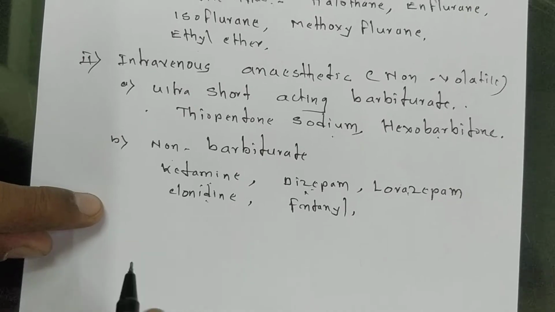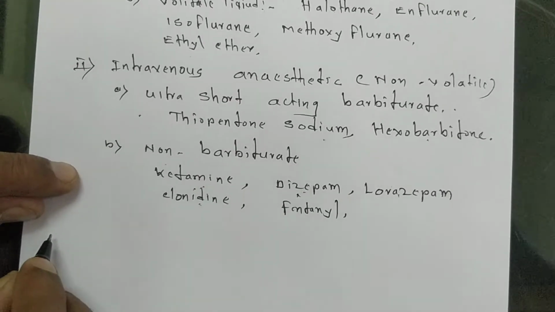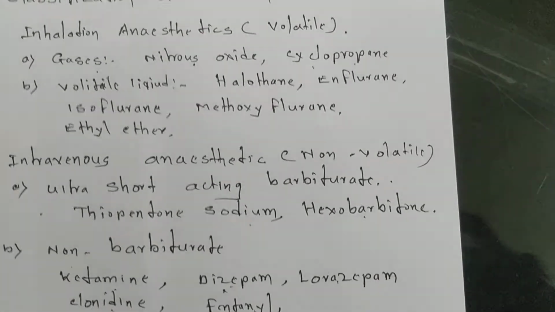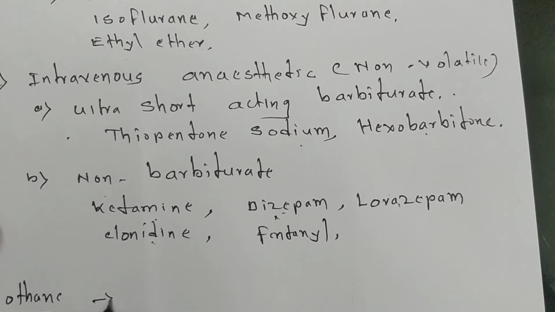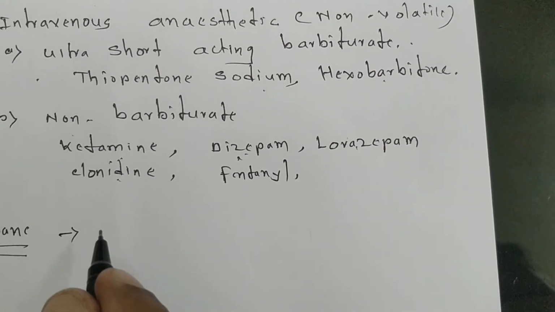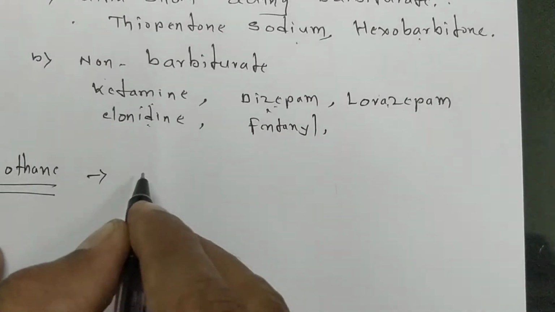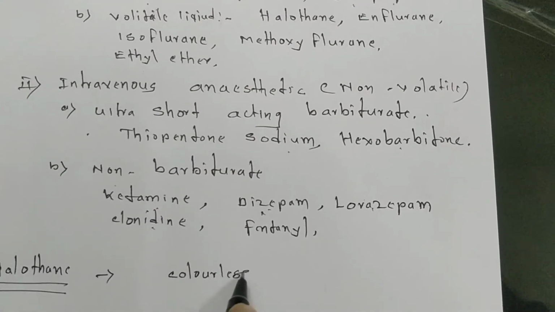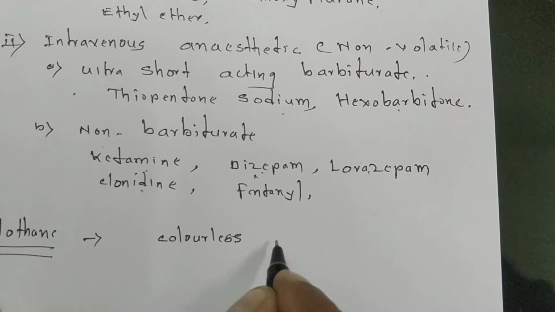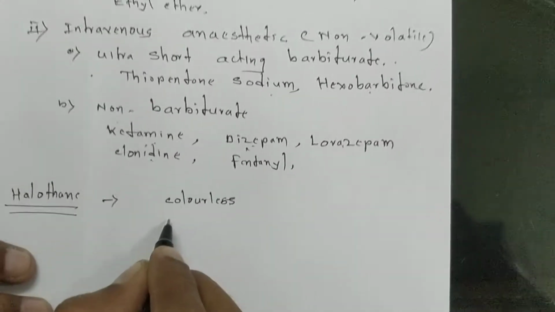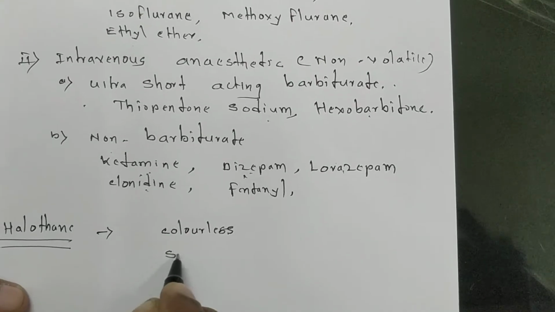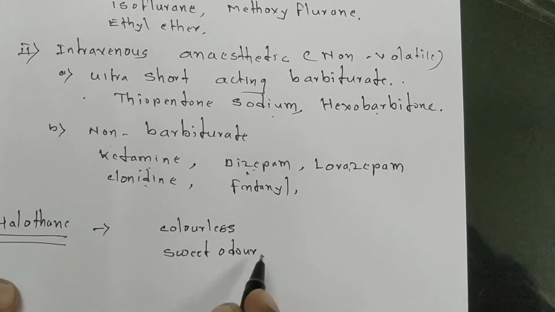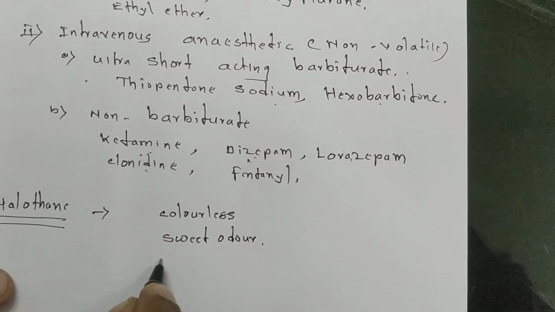Now we can discuss halothane. Halothane belongs to the volatile liquids. Its properties: first, it is colorless, having a sweet odor, and it is non-irritant.